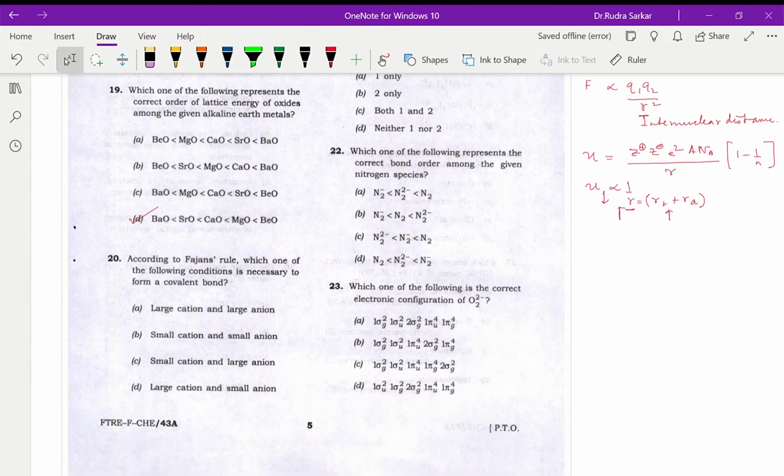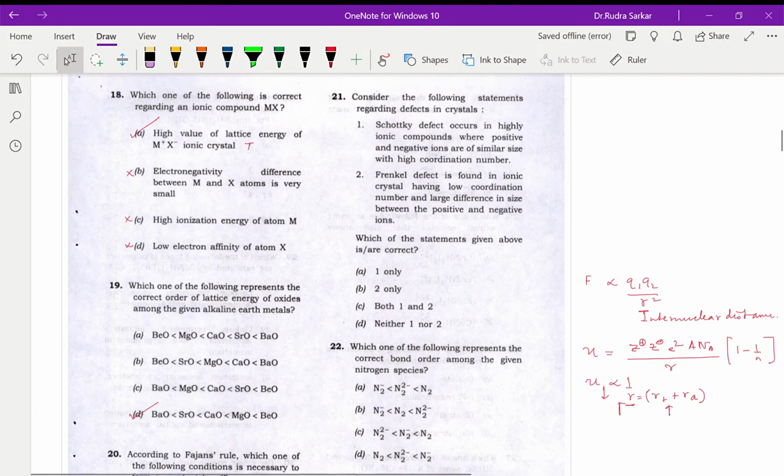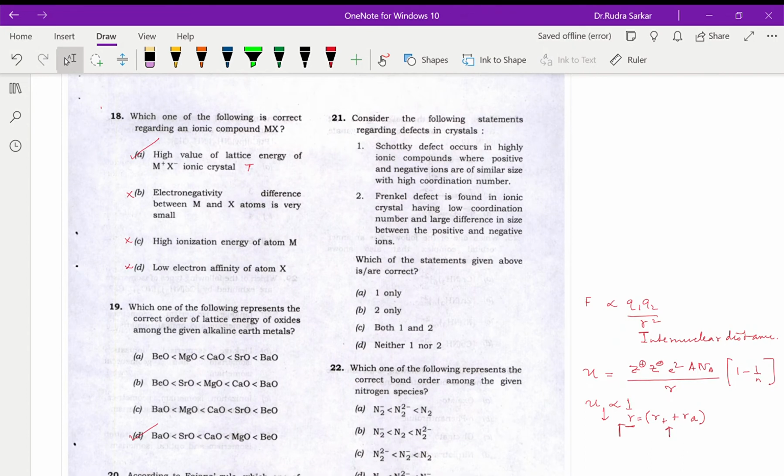According to Fajans rule, which one of the following conditions is necessary to form a covalent bond? Obviously, cation size should be small and anion size should be large for covalency character.